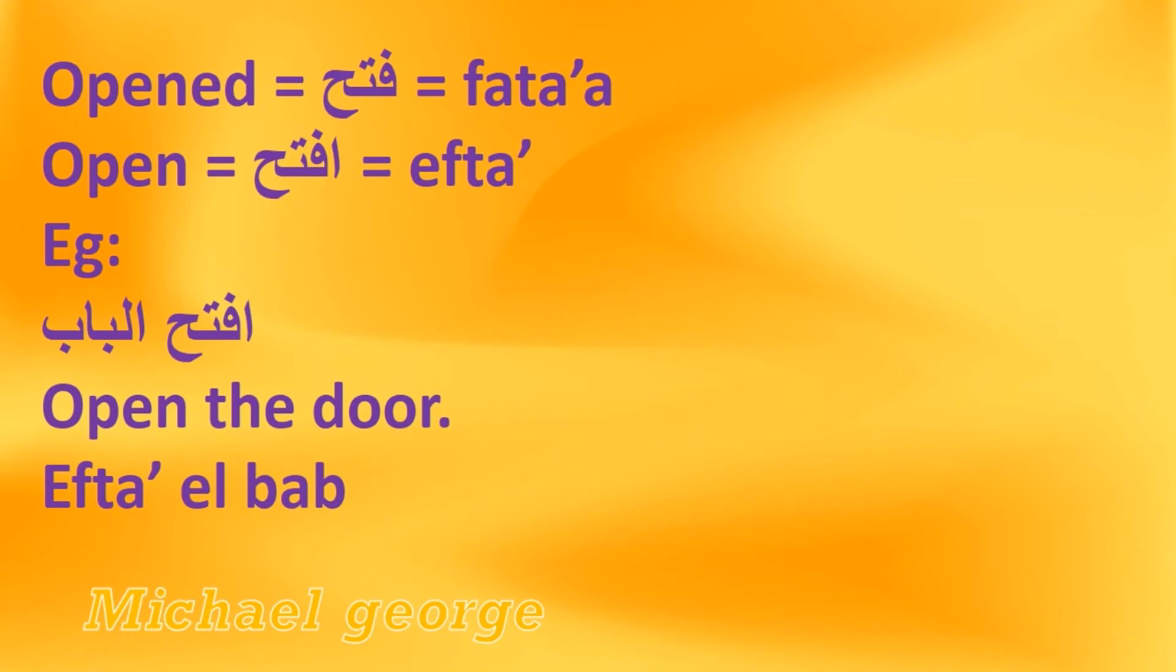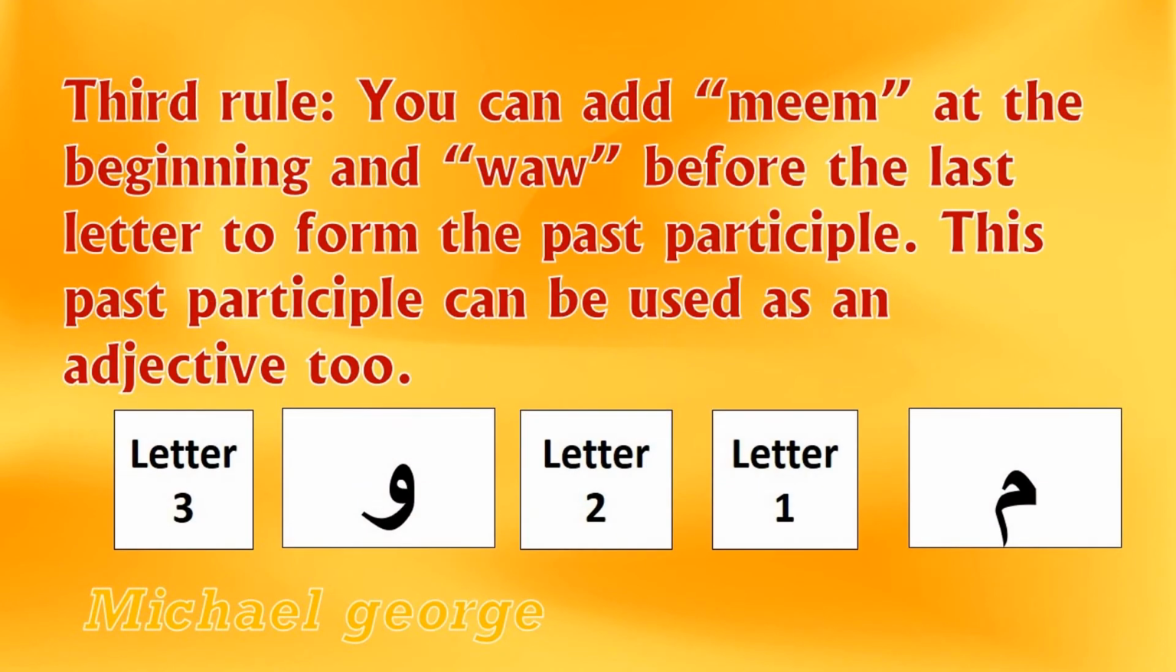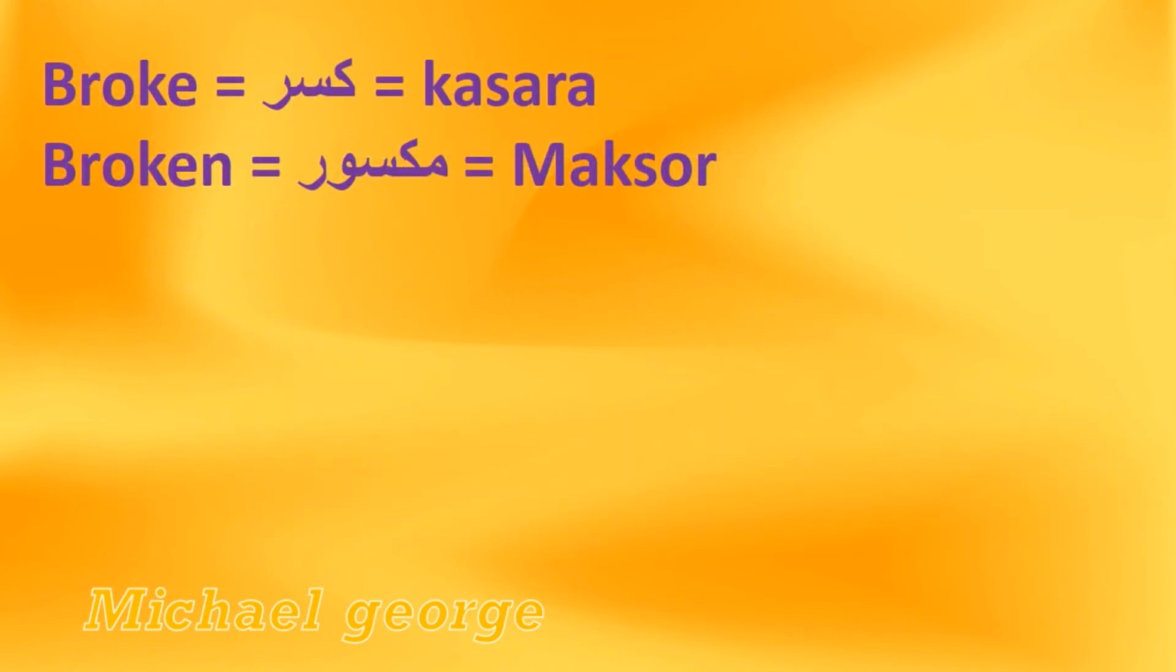فتح, افتح, افتح الباب. شكر, اشكر. رفع, ارفع. The third rule is that you can add ميم at the beginning and واو before the last letter to form the past participle. This past participle can be used as an adjective too. For example, broke means kasara, broken means maksur.